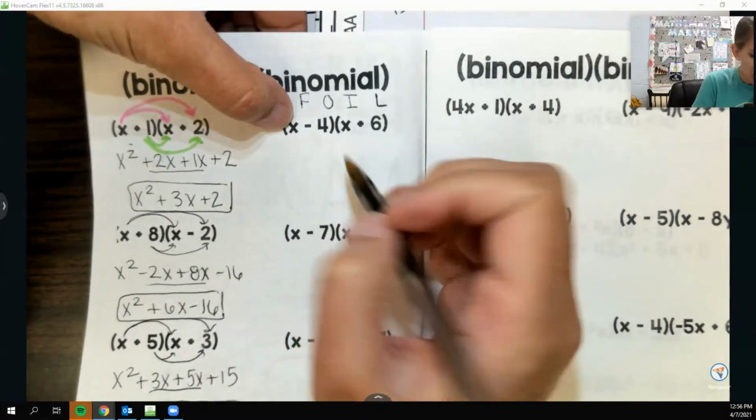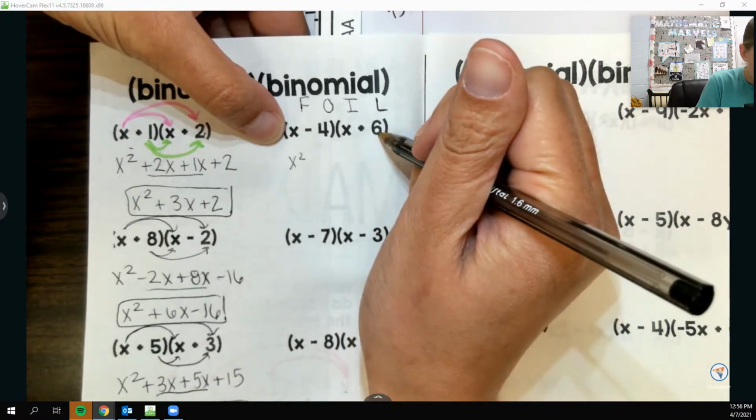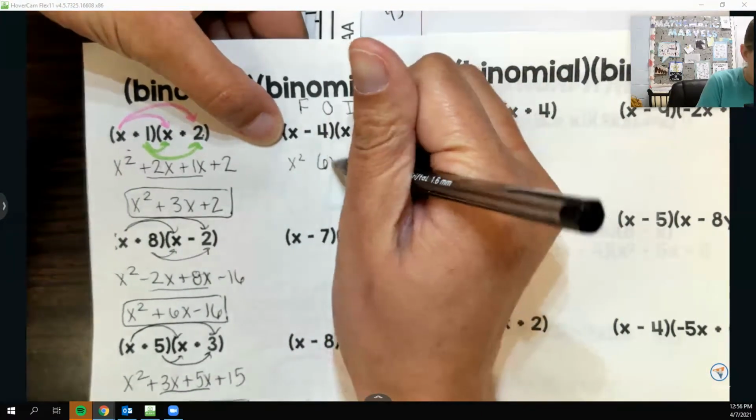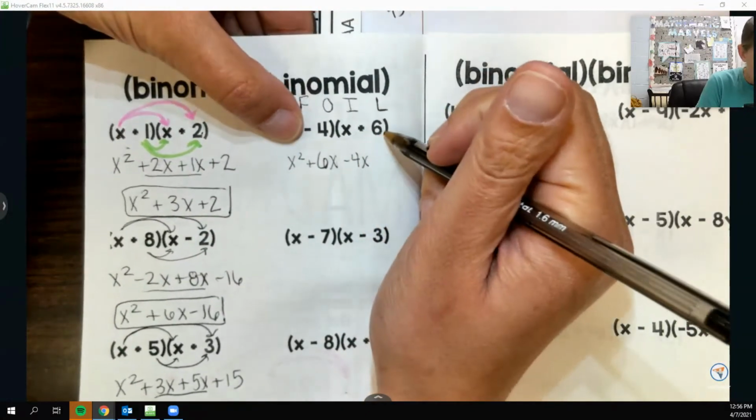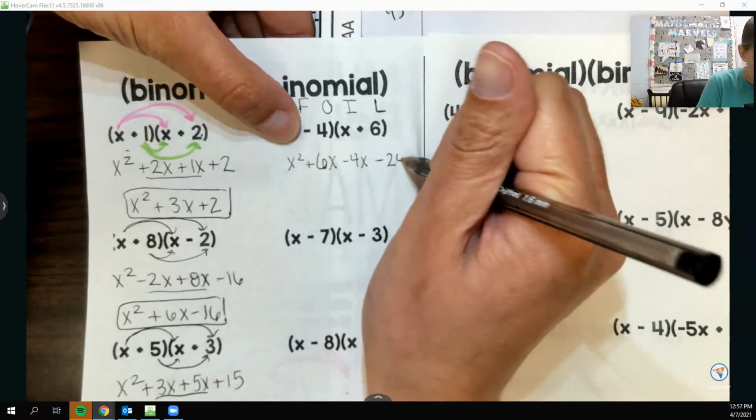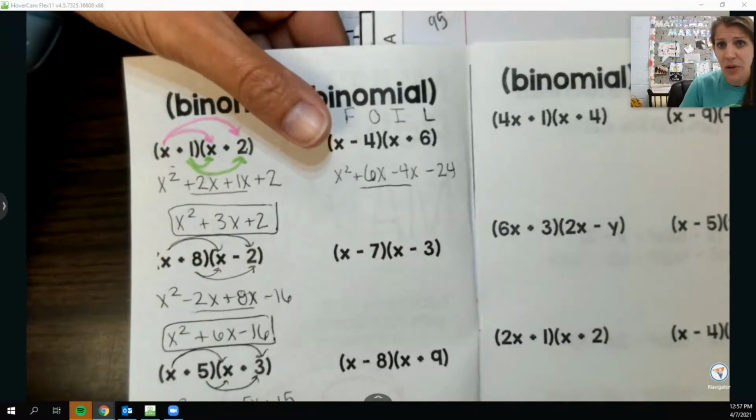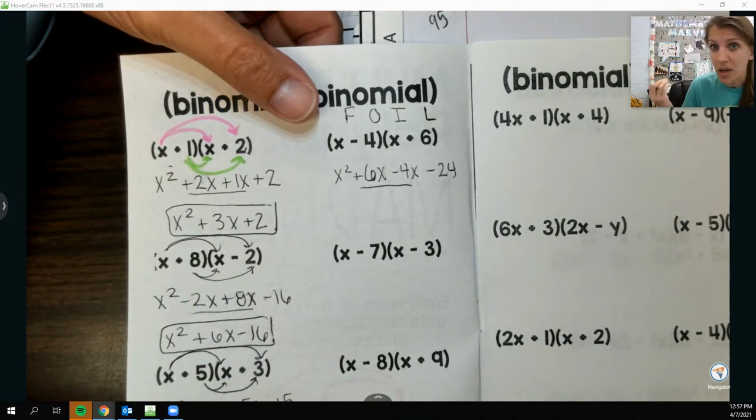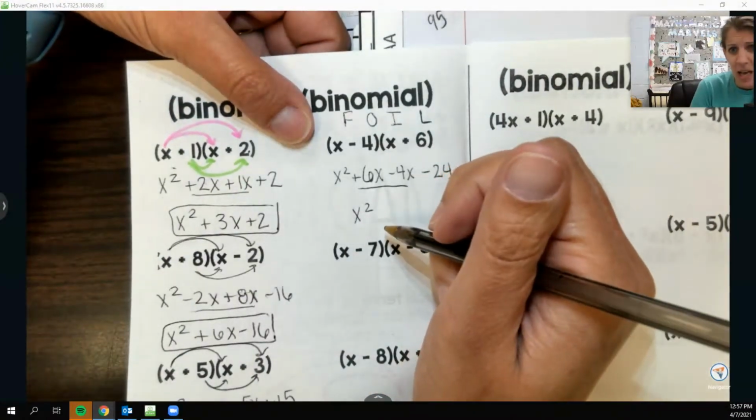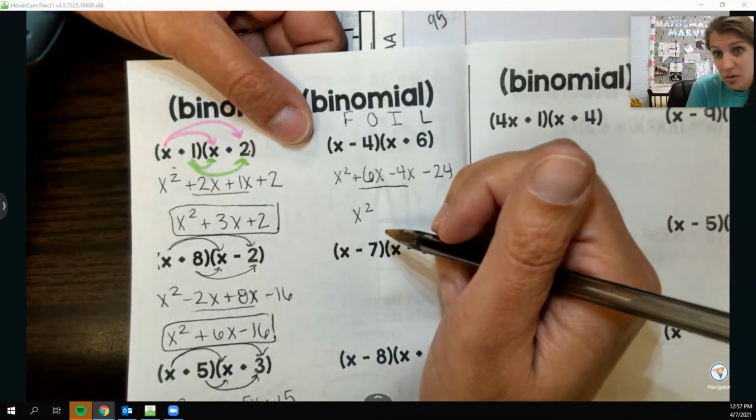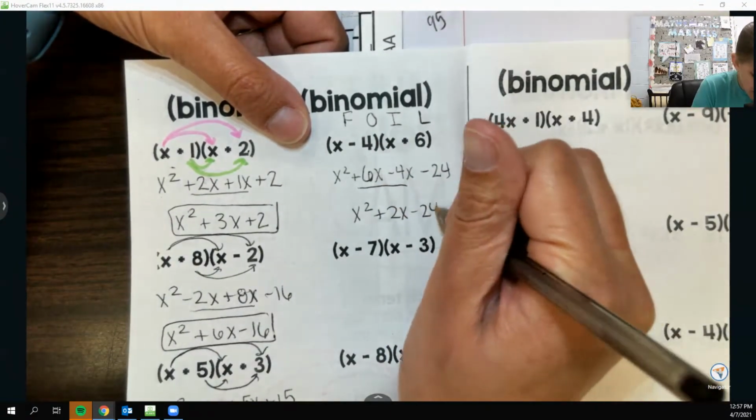I'm going to do the first times the first for x squared. Then the outer terms, so 6 times x, so 6x. Then the inner terms, so negative 4x. And then the last terms, so negative 24. I don't mind this way. This way is fine. The acronym is nice. There are 4 letters, so it'll remind you that you have to have 4 numbers. And then we combine our like terms, and you'll always end up with that being either actually 2 or 3 numbers after that, depending. So plus 2x minus 24.